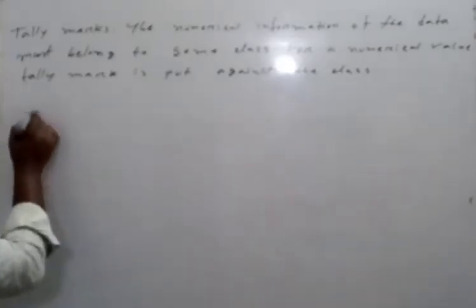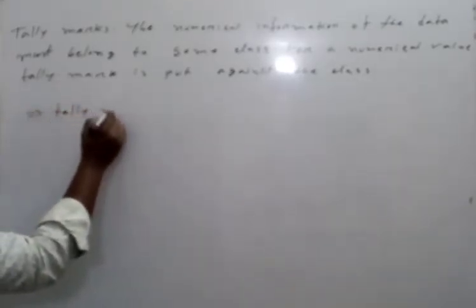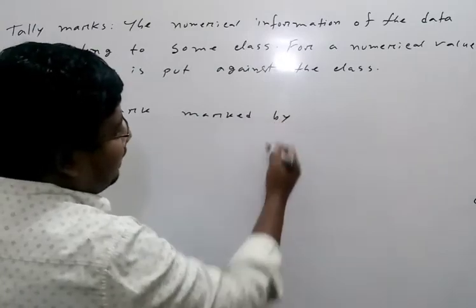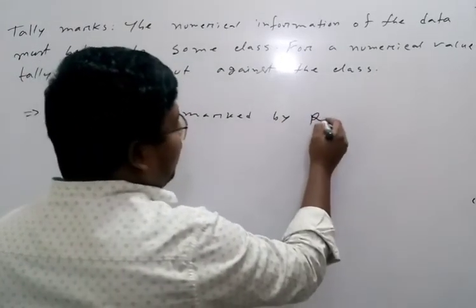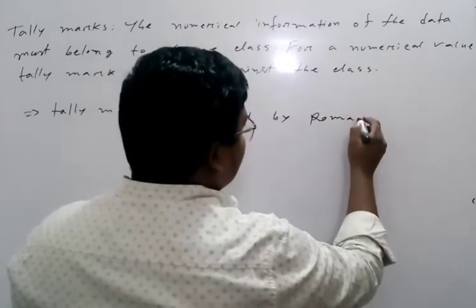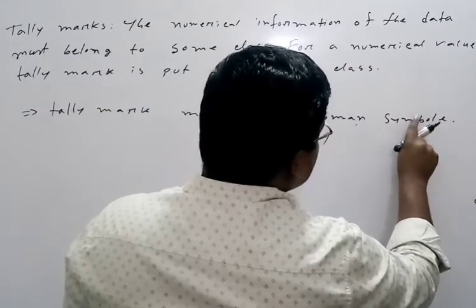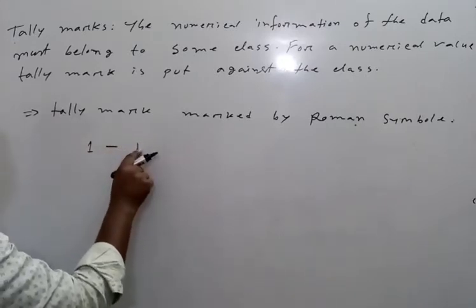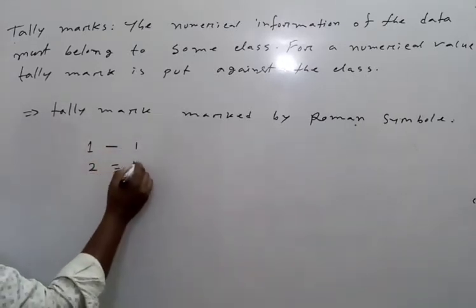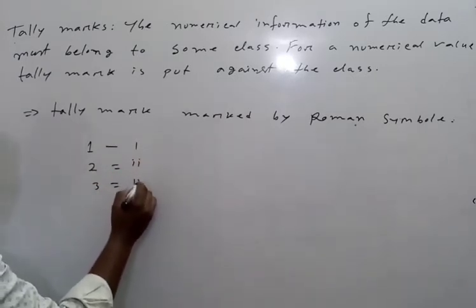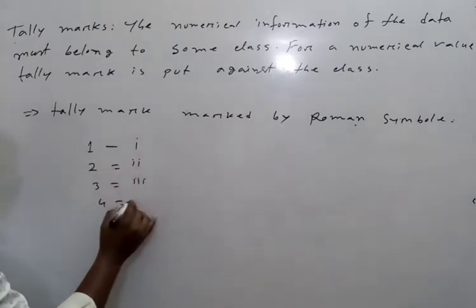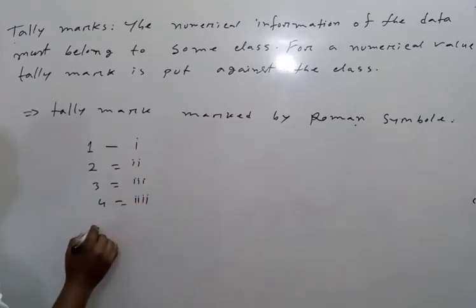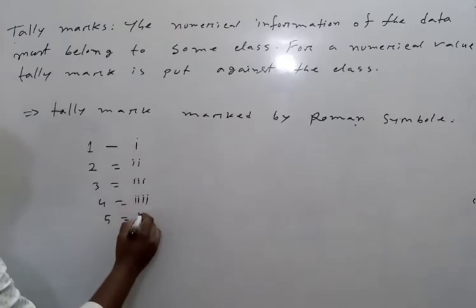Look at me here. Tally mark is marked by Roman symbol. Understand? Okay, suppose we denote 1. This is 1. This is 2. This is 3. This is 4. 1, 2, 3, 4. Understand? This is 5.